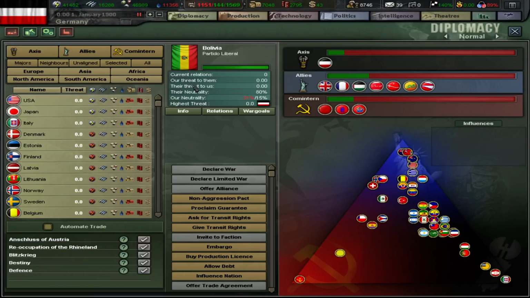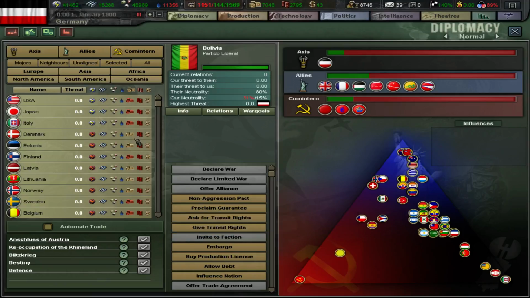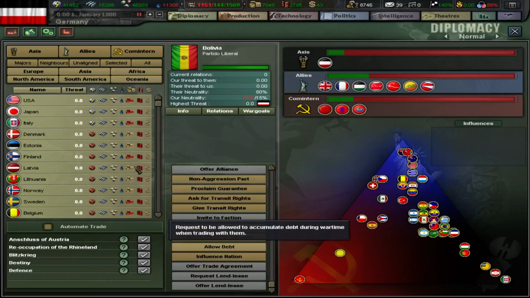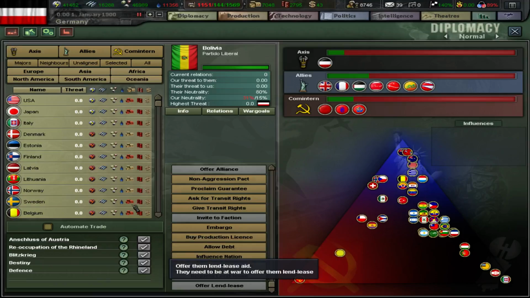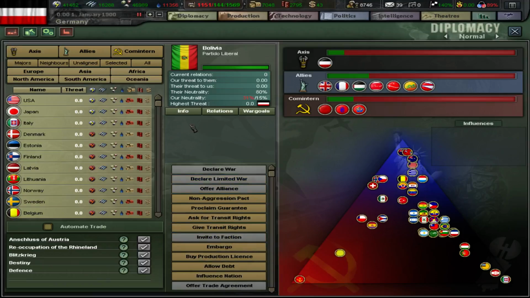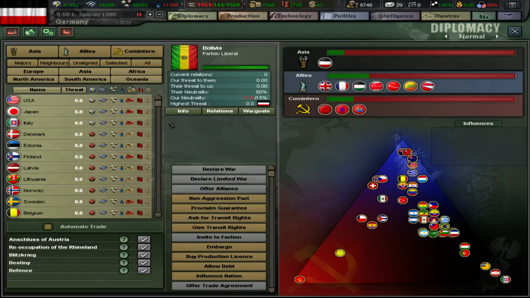Now, since we picked Bolivia, which is an unaligned country, we have a couple different options. We can declare war, declare a limited war, offer an alliance, a non-aggression pact, we can proclaim a guarantee, ask for transit rights, give our transit rights, invite it into the faction, embargo them, buy a production license, allow debt, influence their nation, offer their trade agreement, request land lease, or offer them a land lease. So, what are all these things? Well, declaring war is just that. You're declaring war with them.